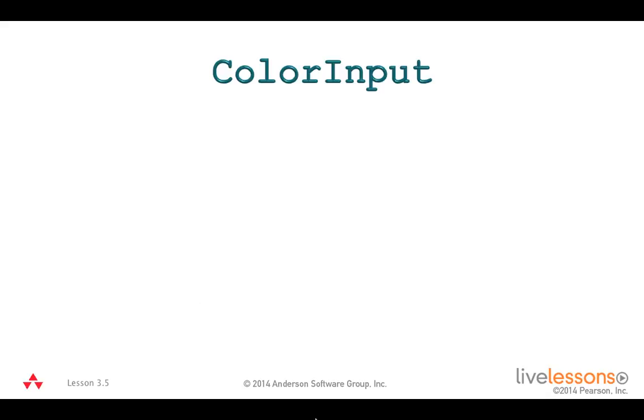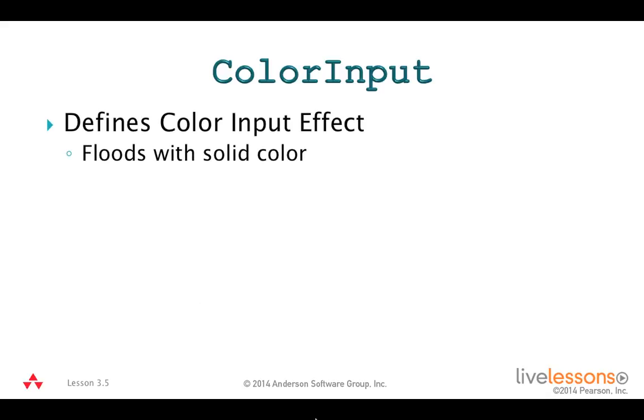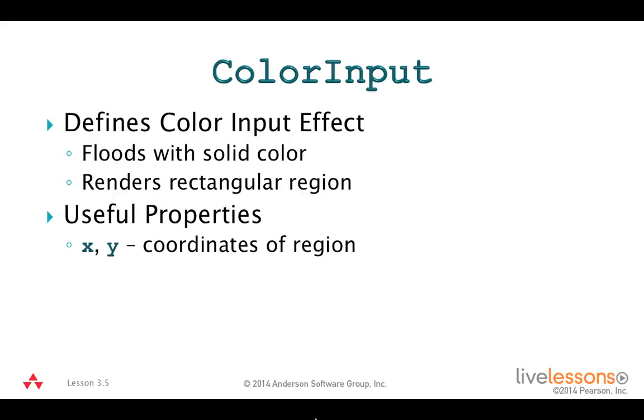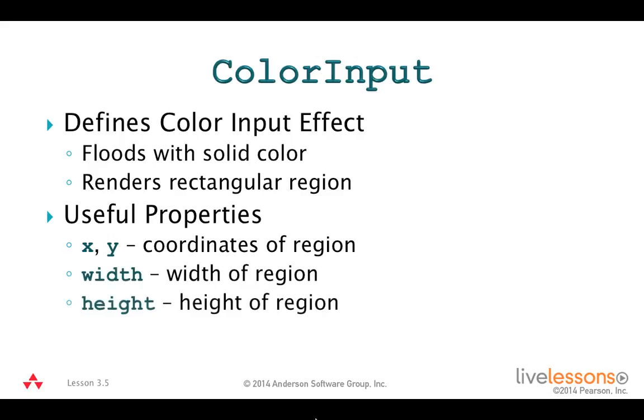The next effect is ColorInput. This effect lets you flood a source node with a solid color rectangular region. The coordinates, width, and height of the rectangular region are specified in a coordinate system relative to the source node. Here are the properties. X and Y are the coordinates of the flooded region relative to the content node. Defaults are 0. Width and height are the width and height of the flooded region relative to the content node. Defaults are 0. And paint is the color to flood the region and has a default color of red.